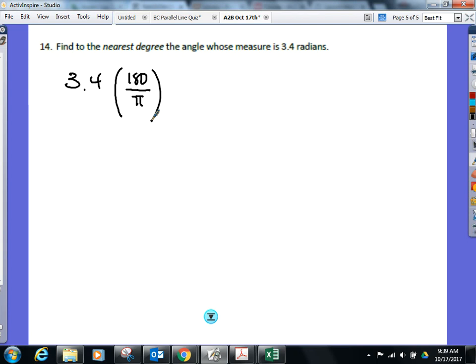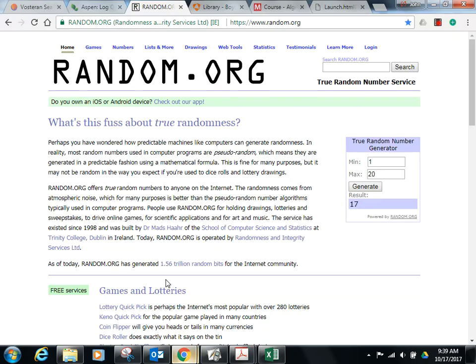Because it says round to the nearest degree, I'm going to go right in my calculator and do 3.4 times fraction template, 180 over pi. That's the conversion. Don't stick a pi. Every radian has to have a pi? No. Get rid of it. And to the nearest degree, what's it coming out to be here? Who's got 9?